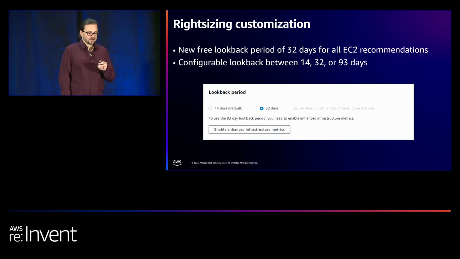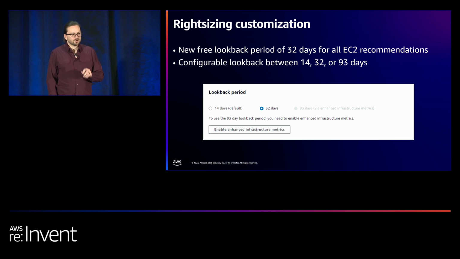I love this feature because we were able to build this and deliver it for free, and this is a great way to just increase the amount of data Compute Optimizer has access to build recommendations for you. We also have the 93-day feature, which is a paid feature called Enhanced Infrastructure Metrics. That's still available to you for a very small fee. And if you have quarterly cycles or patterns that you want Compute Optimizer to be aware of, that's a great option for you.